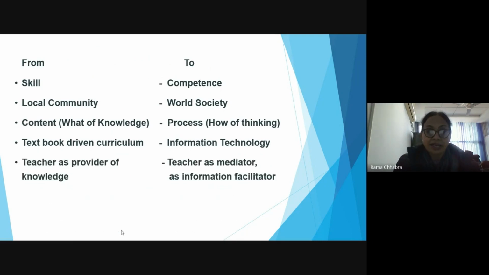Teacher, earlier as a provider of knowledge, as I said, but now the teacher has to be a mediator, an information facilitator. Teacher's role is to act as a guide, as a mentor, to create interest and inspire students for learning, because education is not learning the facts but the training of the mind to think.